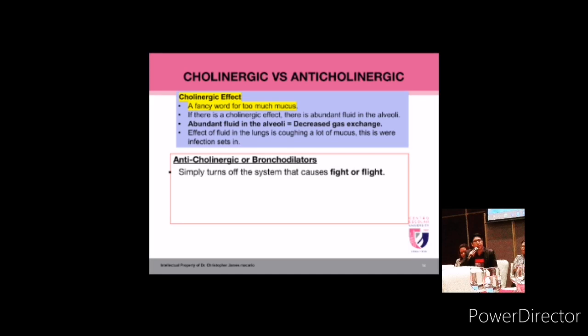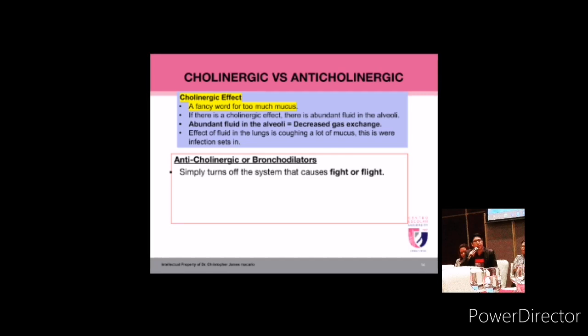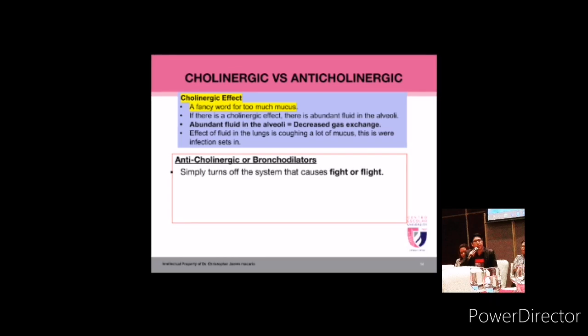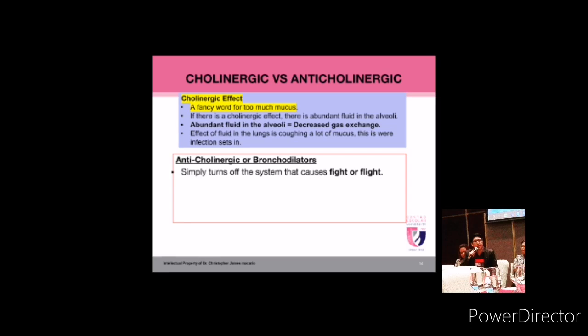So before we get to the next topic, which is your anticholinergic, we have to talk about several things first. Let's start with your cholinergic versus anticholinergic and the difference between your sympathetic and your parasympathetic nervous system so that we may better understand the effects of your anticholinergics. Ano ba yung difference ng cholinergic versus anticholinergic? But more importantly, ano ba yung cholinergic na yan? Or cholinergic effect?